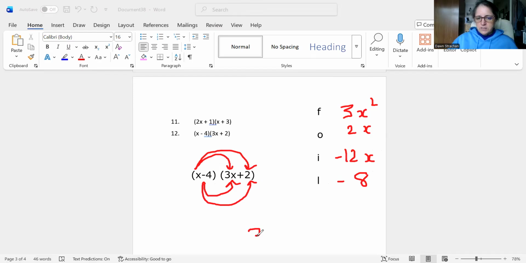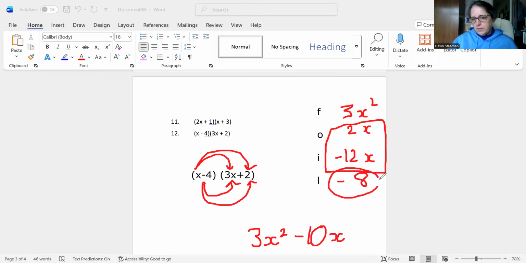So we've got 3x squared at the top there. And then I've got 2x minus 12x. That takes me down to minus 10x. And then I'm just left with minus 8 on the end. Okay, so that would be that version.